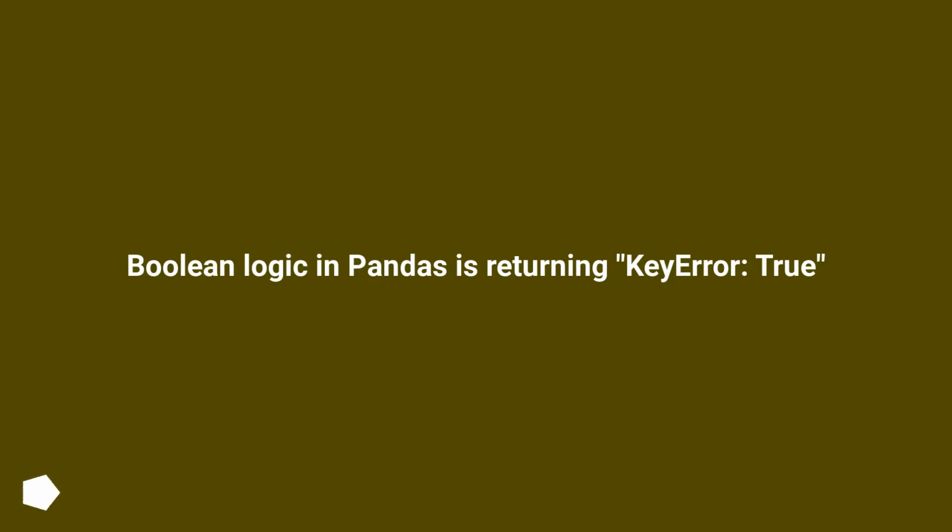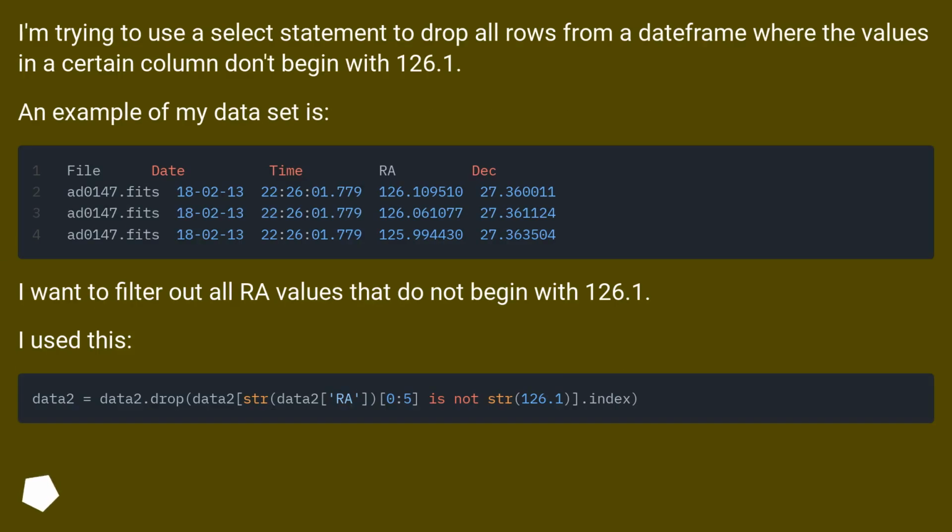Boolean logic in Pandas is returning KeyError: True. I'm trying to use a select statement to drop all rows from a data frame where the values in a certain column don't begin with 126.1.